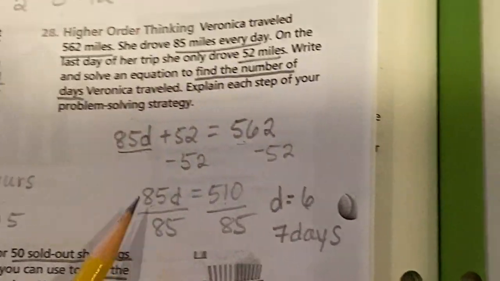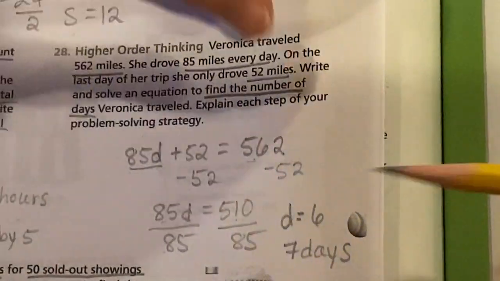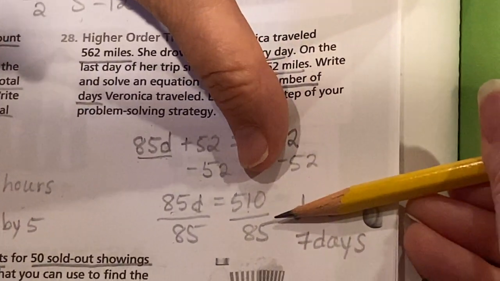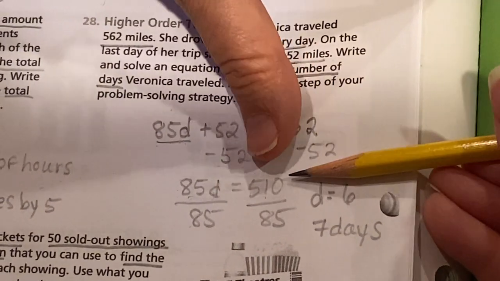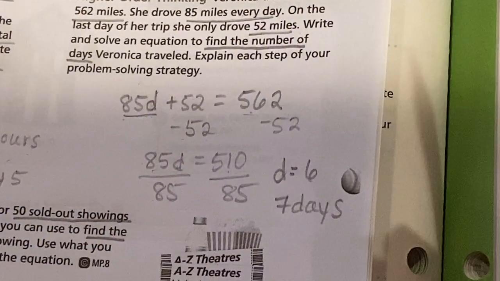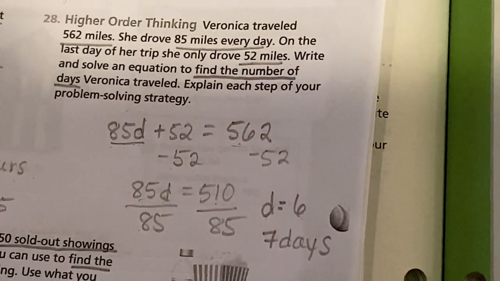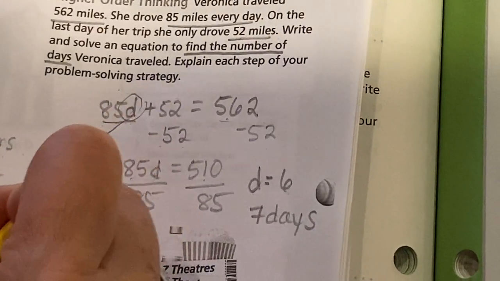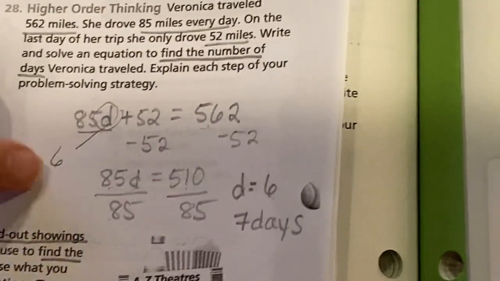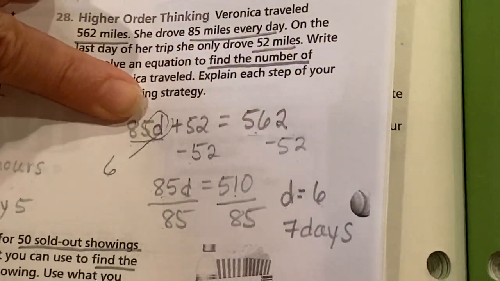So I'm going to divide 85D by 85, and then I'm going to do the same thing on the other side of the equation. So I'm going to divide 510 by 85. And then I get D equals 6. So this D here is 6. So that's 6 days of driving 85 miles a day.